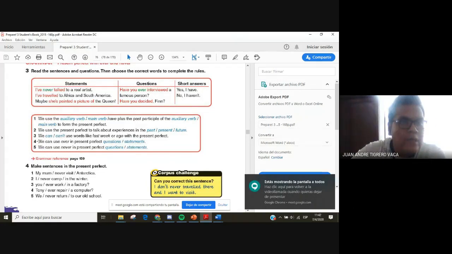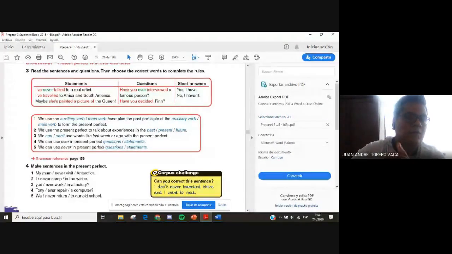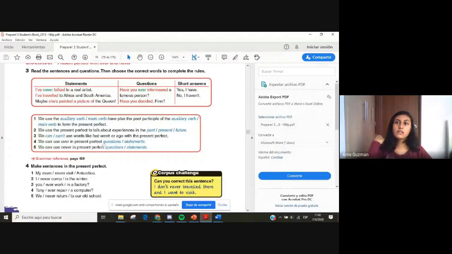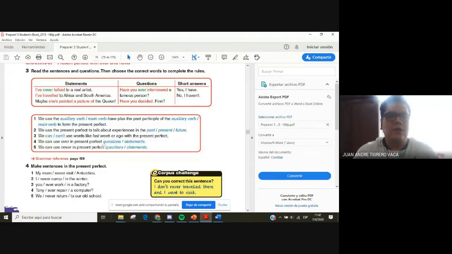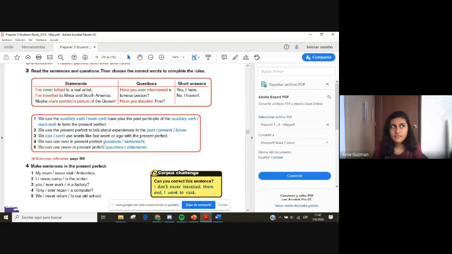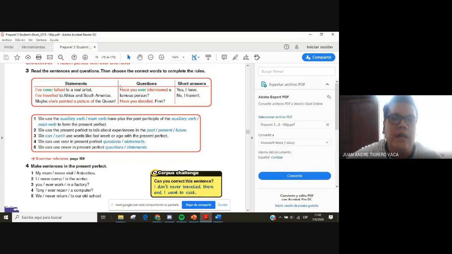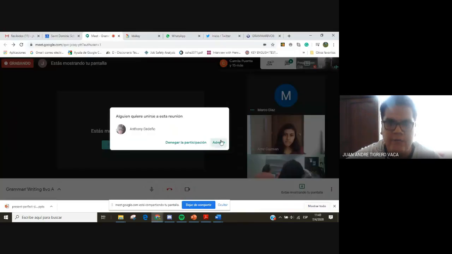Number four, we can use ever in present perfect. What type of sentence? Statements or questions? Questions, exactly. Are you sure? Ever, not never. Ever is for questions. So remember this with questions. Take a look at this in your book. Have you ever?